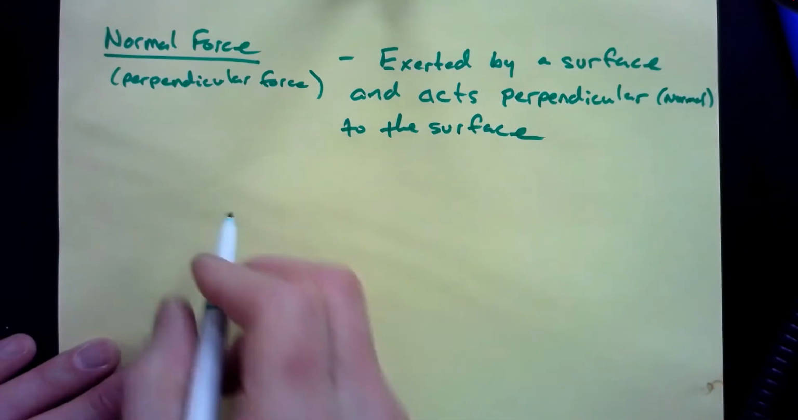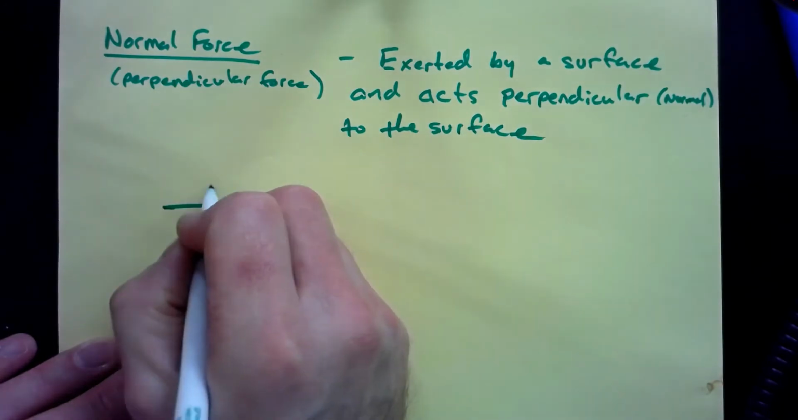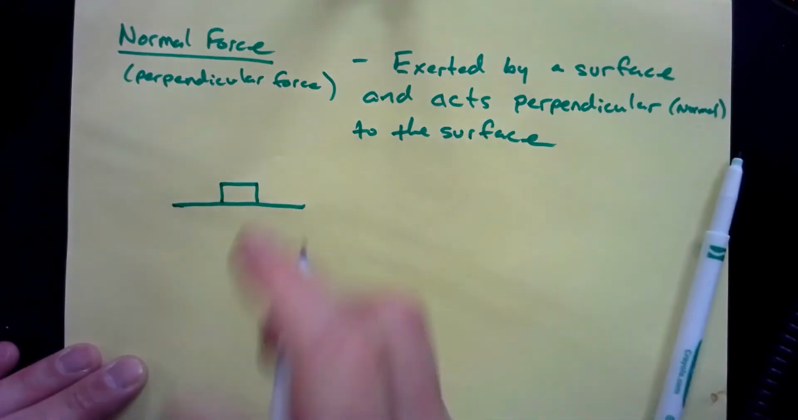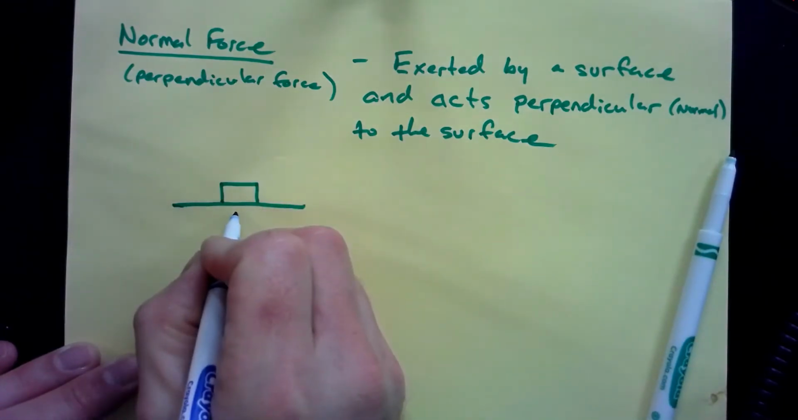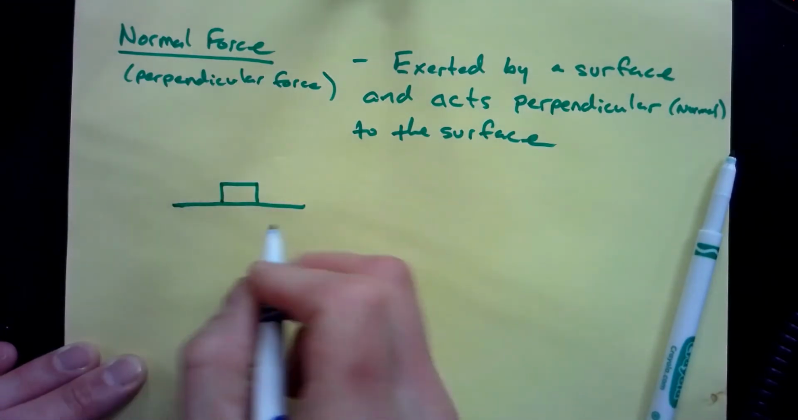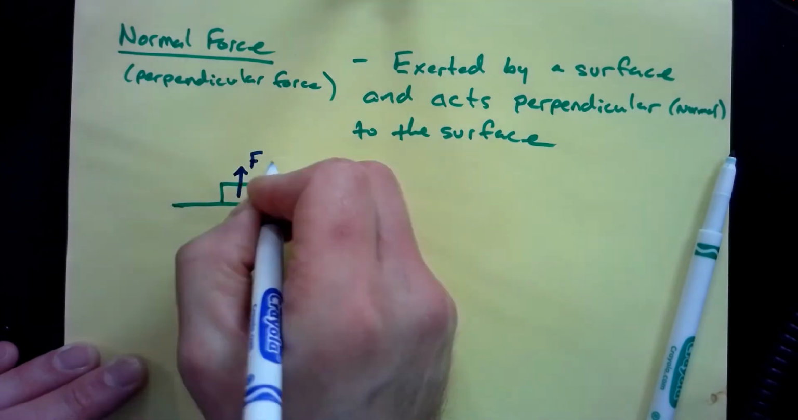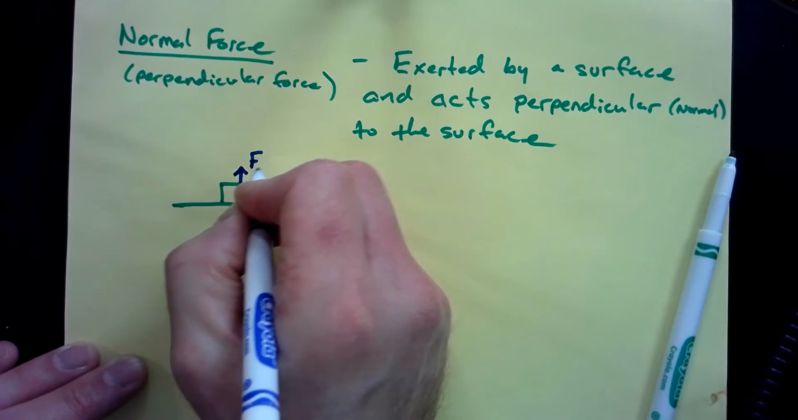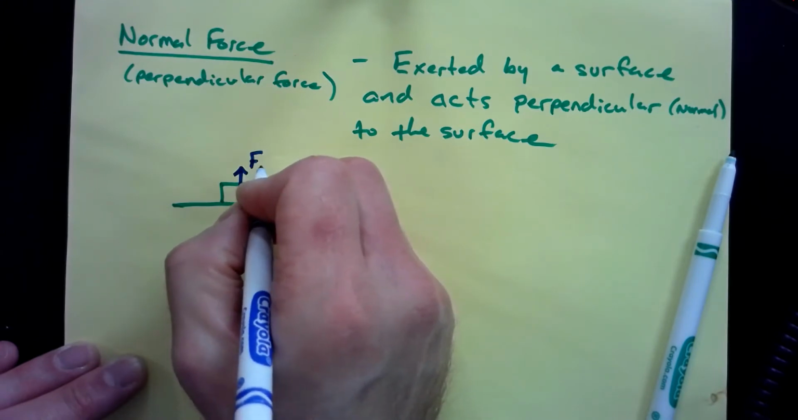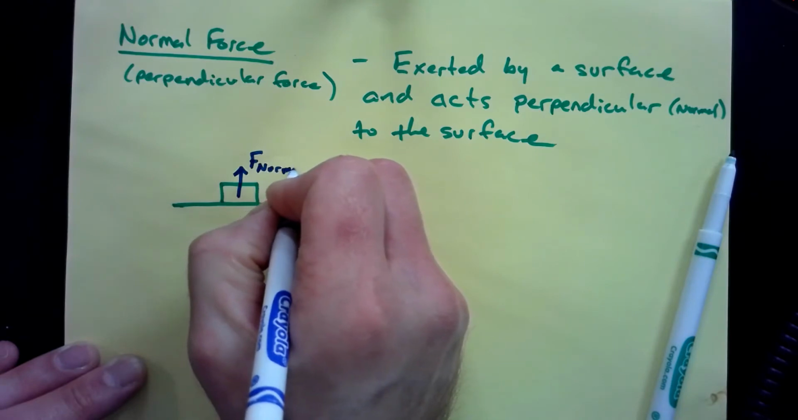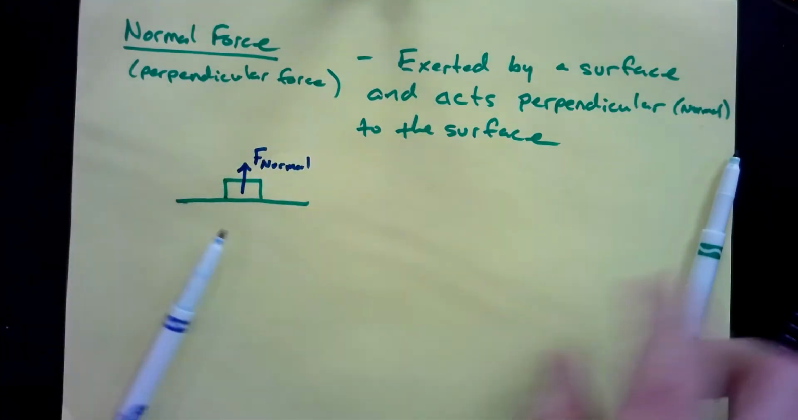All right, so let's look here. We can have an object on that surface. Well, the normal force pushes this object. Now there are other forces here. So if the block is pushing down on the surface, then the surface has to push upwards on the object. And that would be the force of the surface on the block, and we would call that the normal force.